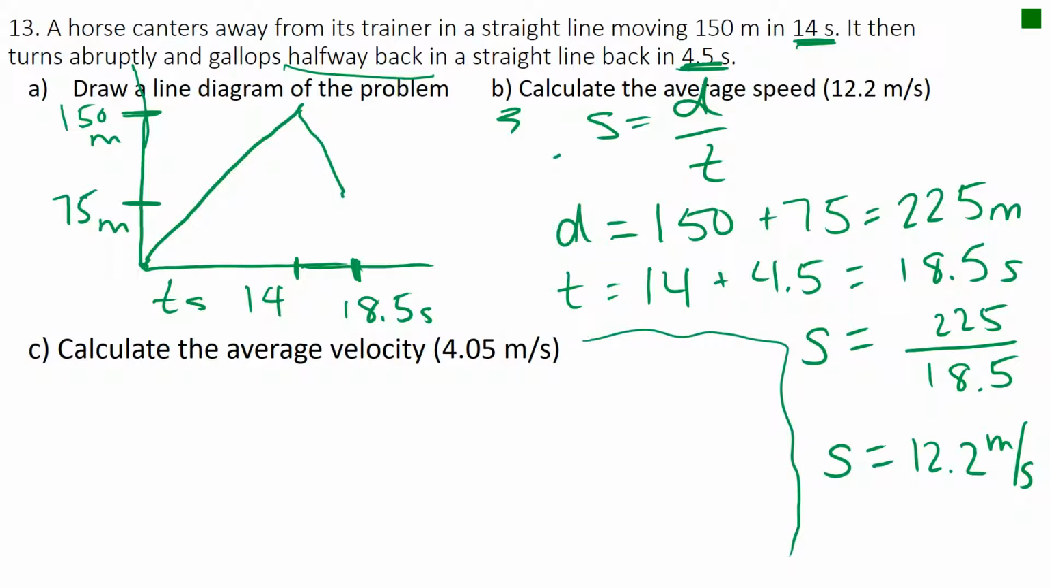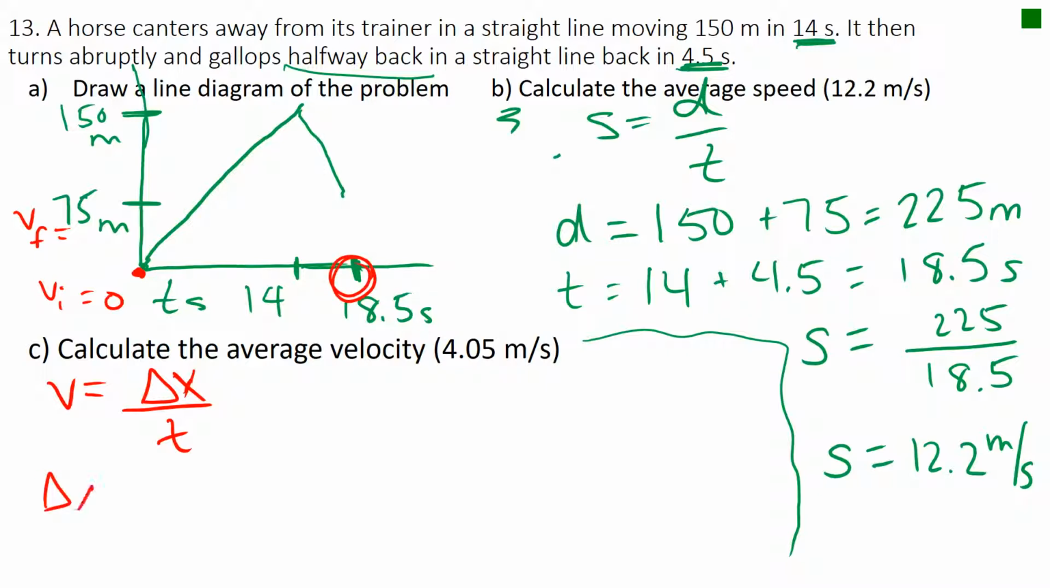And now for velocity. Okay, so velocity is equal to the change in position over time. So when the horse started, it initially started when VI was equal to 0. I'm going to erase this P because it's in my way. And then its final position is at 75. So VF is equal to 75. And then the time that it took the horse to go from VI to VF is still 18.5.